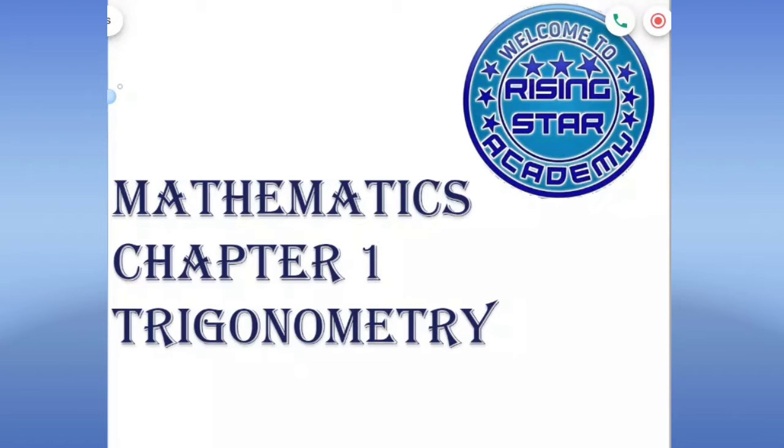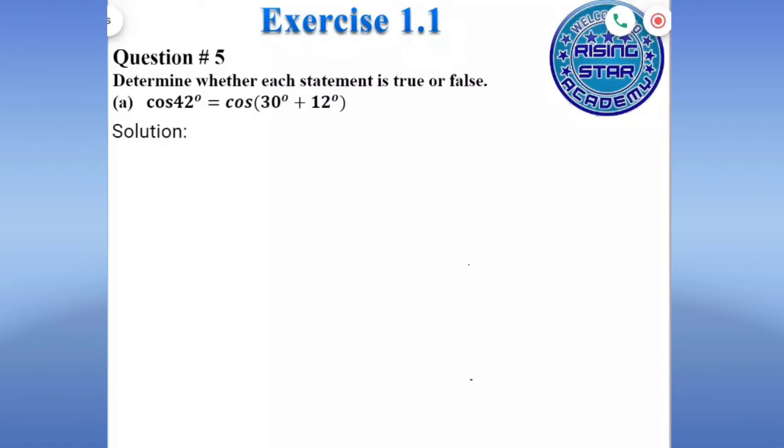Today we will learn Chapter 1 Trigonometry, Exercise 1.1, question number 5. So let's solve. For this question, first of all, we will solve the left hand side and then we will prove the right hand side. So let's start. First of all, we will find the value of cos 42 by using the calculator.